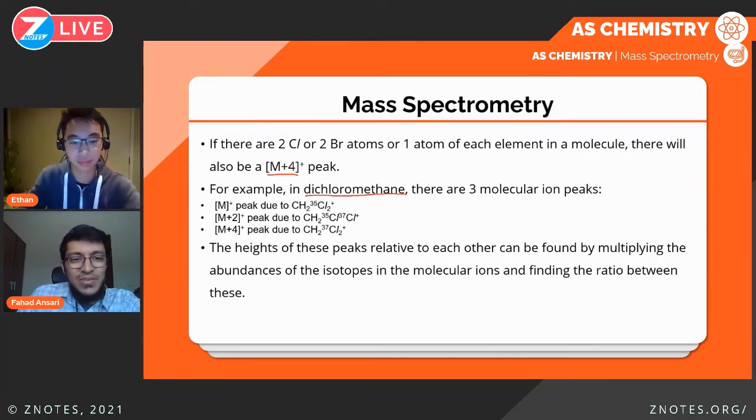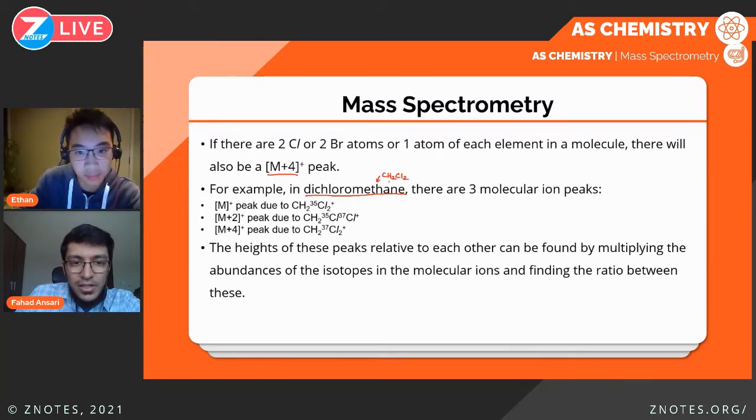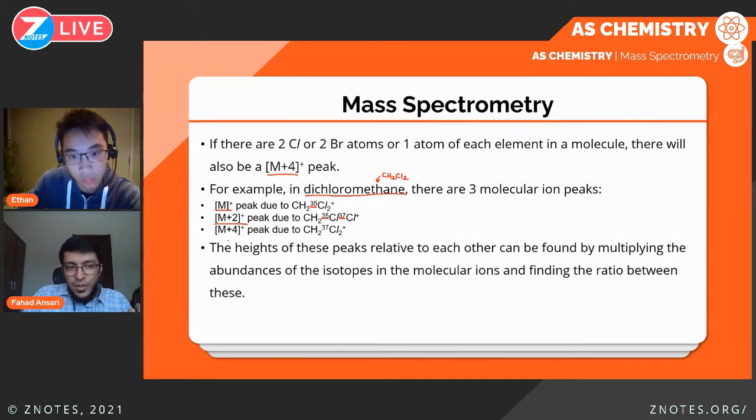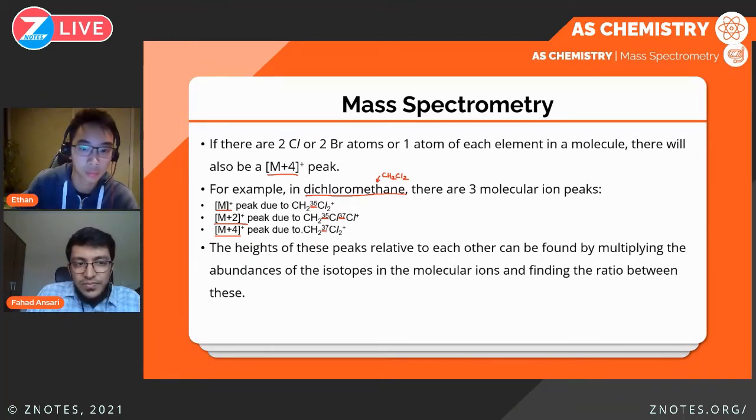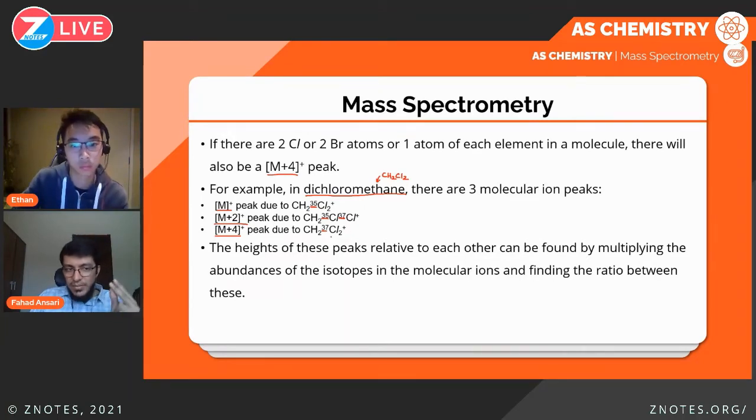So this is dichloromethane. I'm going to do this example over here. Dichloromethane is CH2Cl2, right? So we have an M peak when both the chlorine atoms are chlorine 35. The M plus 2 peak will result when one of the two chlorine atoms is chlorine 35 and the other is chlorine 37. And you have an M plus 4 peak when both the chlorine atoms are of the heavier chlorine 37 isotope, right? So we have three molecular ion peaks: M, M plus 2, and M plus 4.